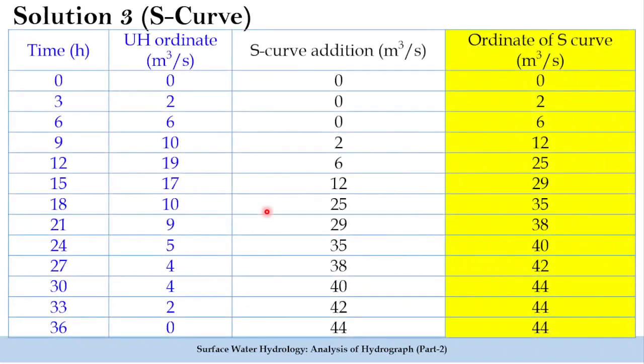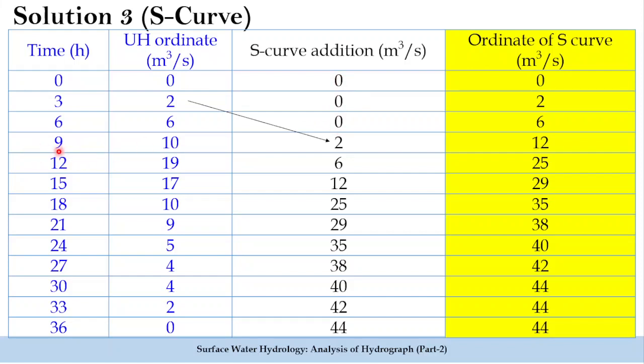So here is the solution. Now let's try to interpret it. Since we need to construct the 6-hour S-curve, if the time t is less than or equal to the d hour, and here d is 6 hours, then we have to consider the S-curve addition as 0. So you can see here that for time 6 and less than 6, the S-curve addition is 0. I hope you were able to follow this.